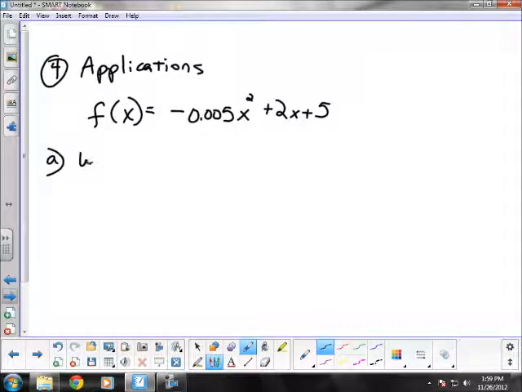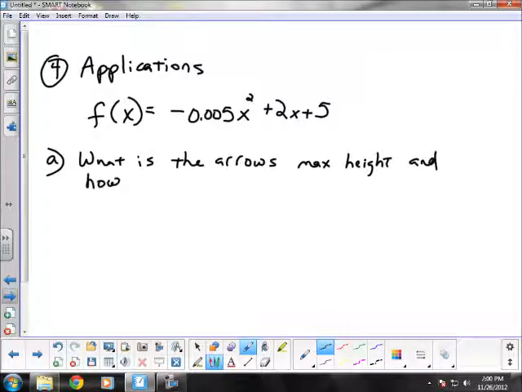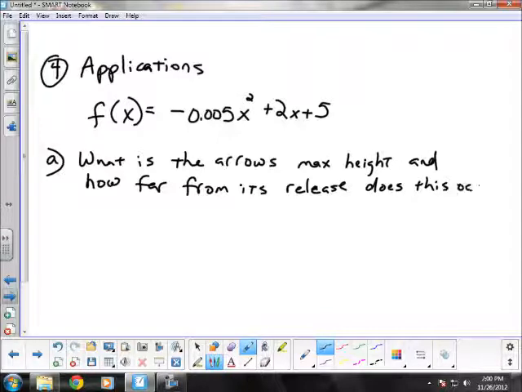So part A, what is the arrow's max height? And how far from its release does this occur?